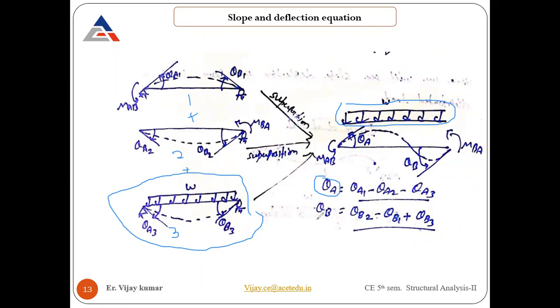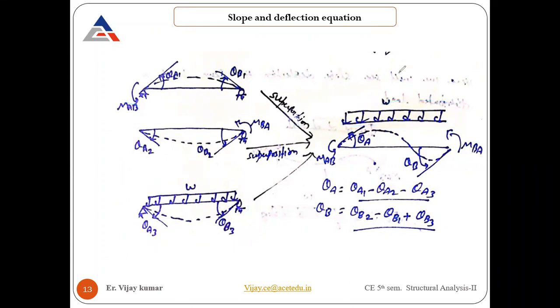Similarly for theta B in this case, theta B2 is in anti-clockwise direction, and theta B3 is also anti-clockwise. So both B2 and B3 should be positive. Yes, it is positive, and this one is also positive. Theta B1 is in clockwise direction due to this moment here. So just put them into the equation. Now we have the theta A and theta B values. Let's see further what we can solve here.